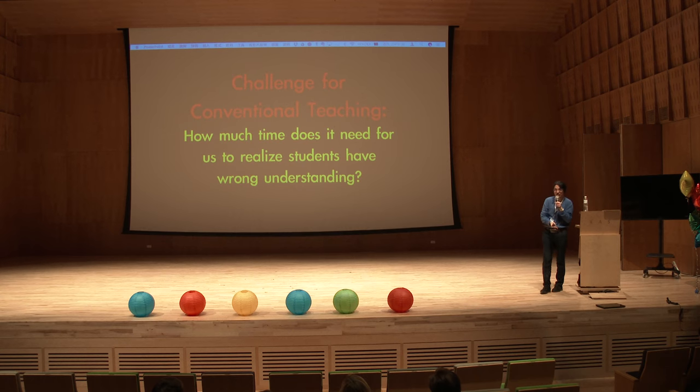How much time does it take for a teacher to realize your students have a wrong understanding of what you just taught? Let's say you teach something, but the student has a wrong understanding. How much time will you need to figure it out? The thing is that a lot of students don't like to ask questions. And not to mention that the student feels that they understand it. Okay? They have a wrong understanding, but they still feel that they understand it. So they wouldn't ask you a question.